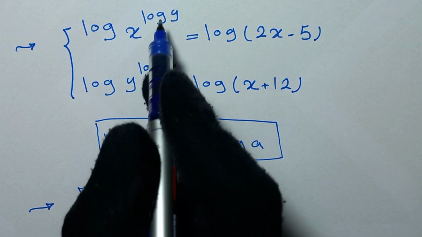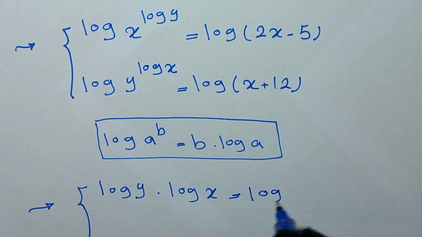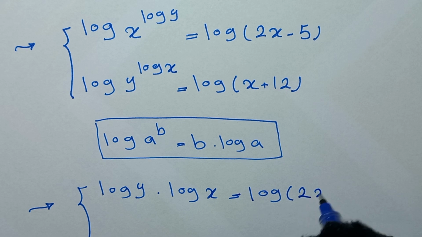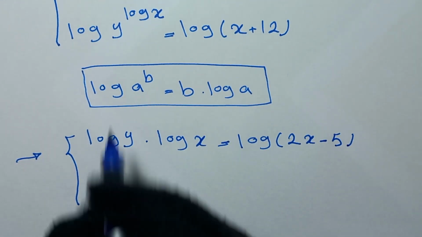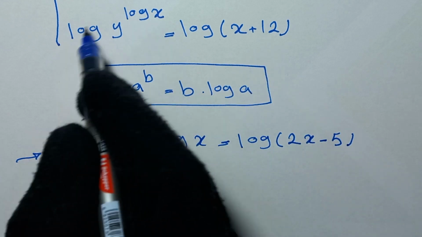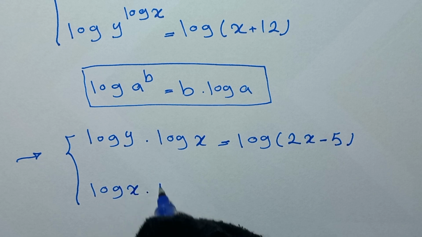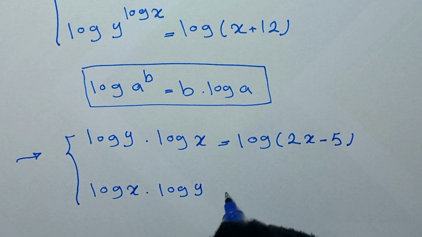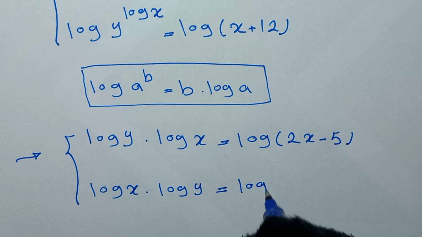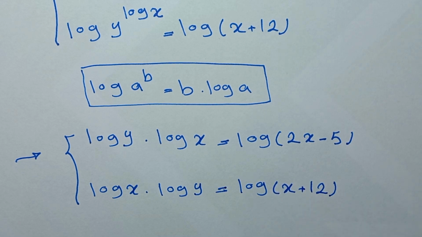Here we take this outside of log, it will be log y times log x is equal to log 2x minus 5. Also, for this equation, we take this log x outside of this log, it will be log x times log y is equal to log x plus 12.